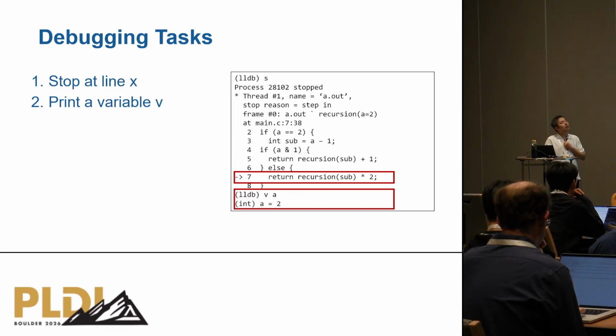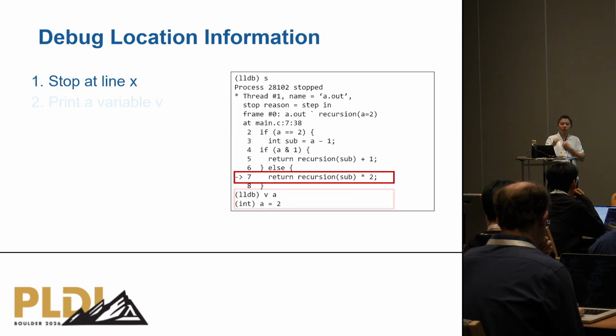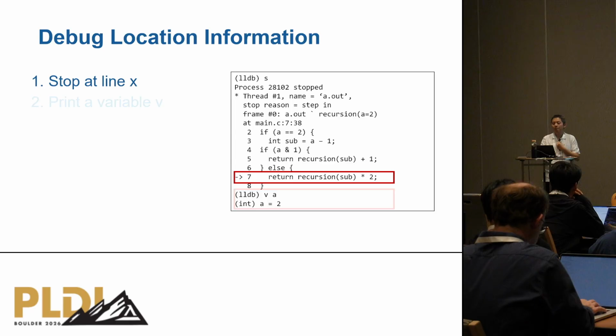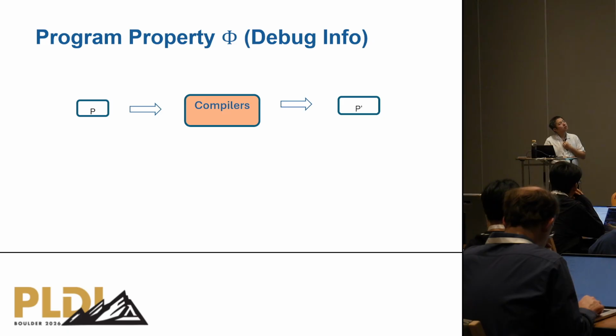In this talk, we will be focusing on the first type of information, which is called the debugger location information. In particular, we want to ensure that if you set a breakpoint at line 7, the debugger will actually stop at line 7 instead of line 4 or line 3. This is the property that we want to validate. This corresponds to the property phi. Let's take a deeper look at this property.